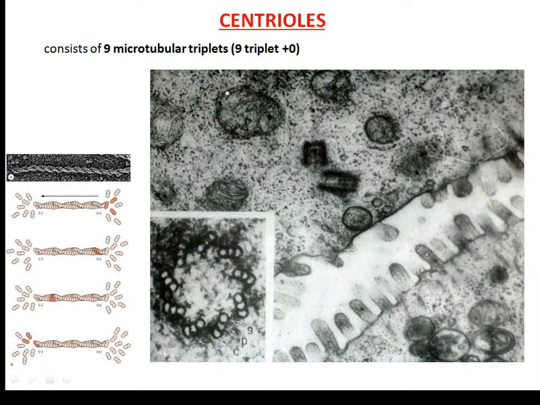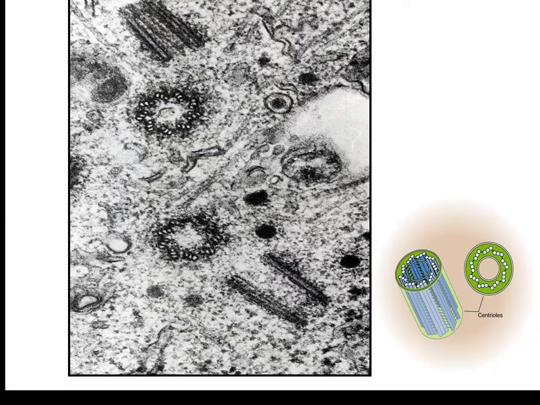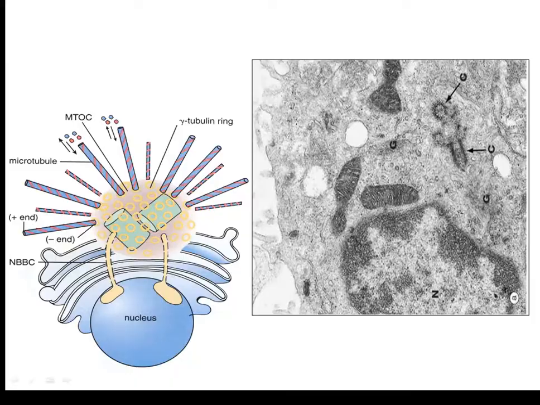Actually, each centriole is composed of 9 microtubular triplets. 9 triplets form the walls of the cylinder. And here we are also looking at the centriole structure, which contains 9 triplets of microtubules.